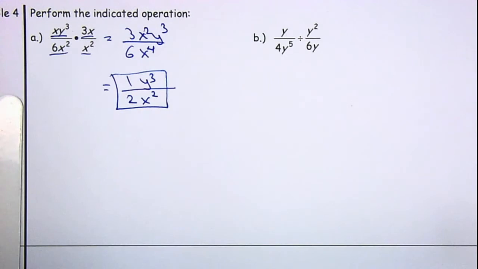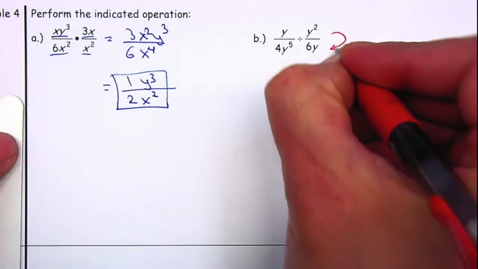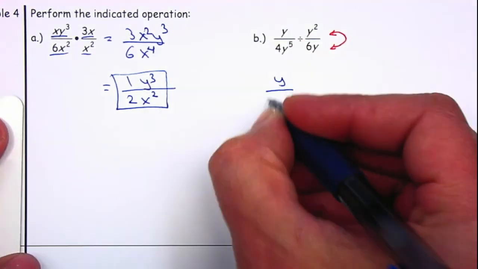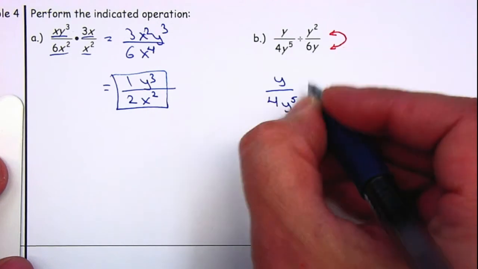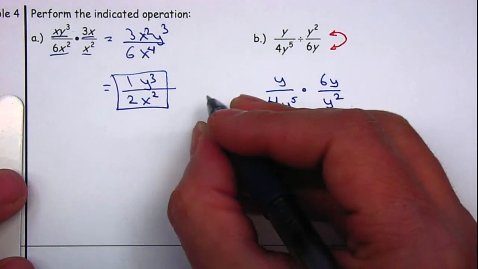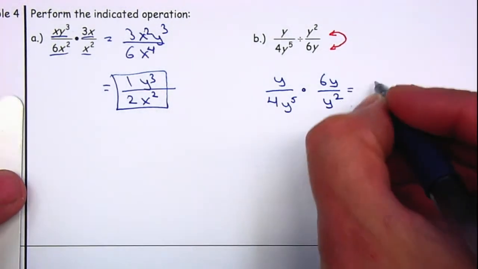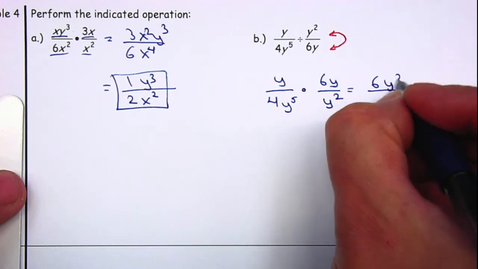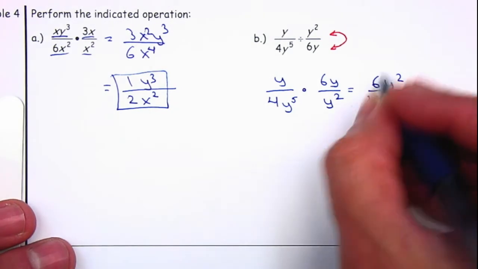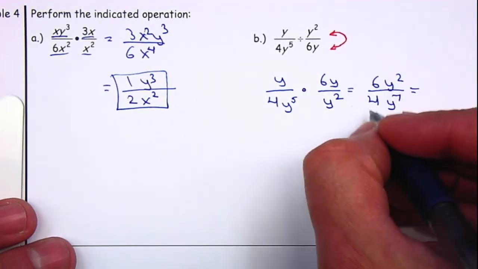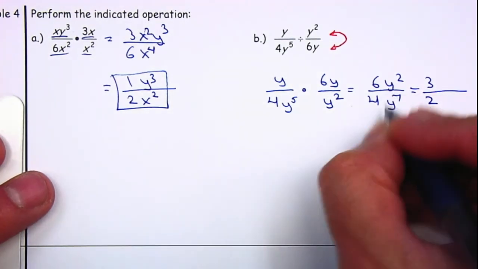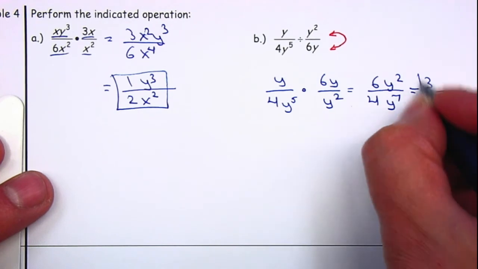For letter B, we change the division to a multiplication. You want to do that first. The first fraction will stay exactly the same. We're going to change the division to multiplication by flipping the second fraction. Now we can multiply across. We have 6. How many y's on top? 2. We have 4. How many y's on the bottom? 7. And we can reduce. One number divides 6 and also divides 4: 2. So I can divide by 2. How many y's cancel? 2 of them cancel. We have y to the 5 left over on the denominator.